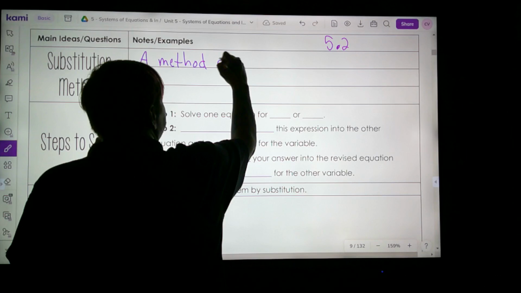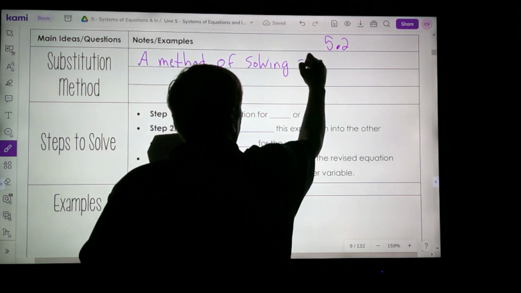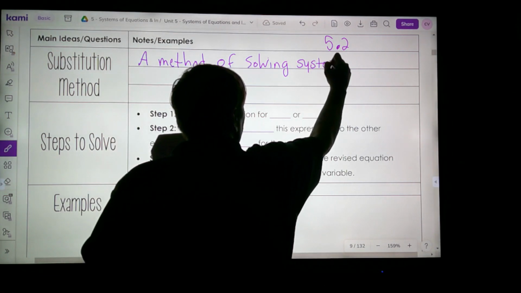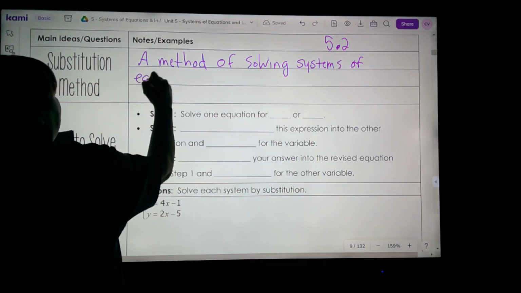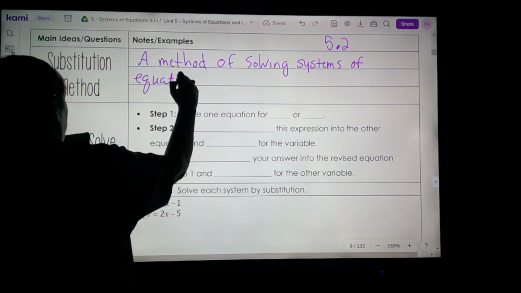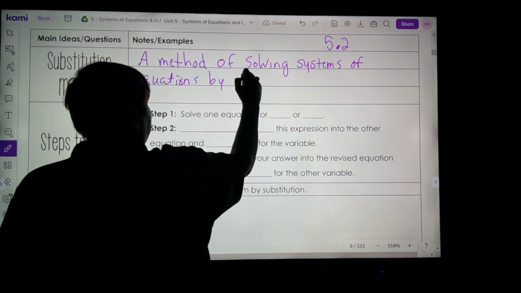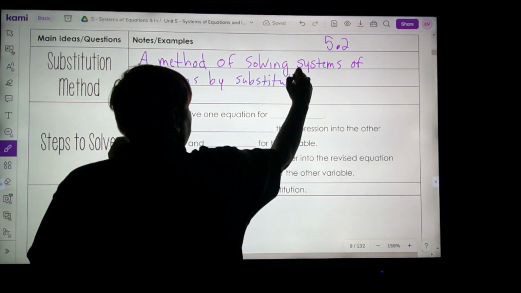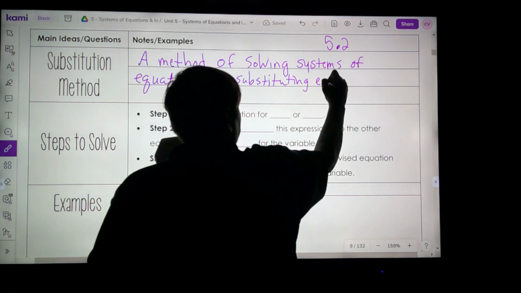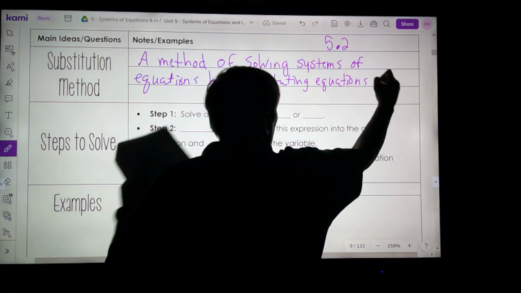A method of solving systems of equations by substituting equations within one another.